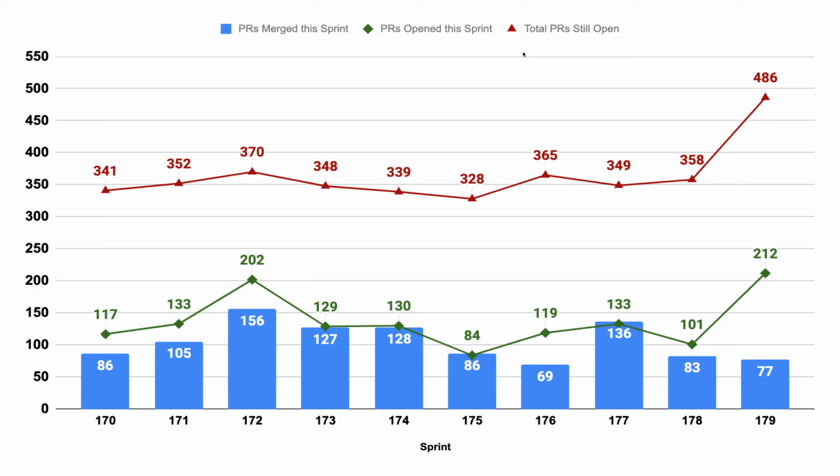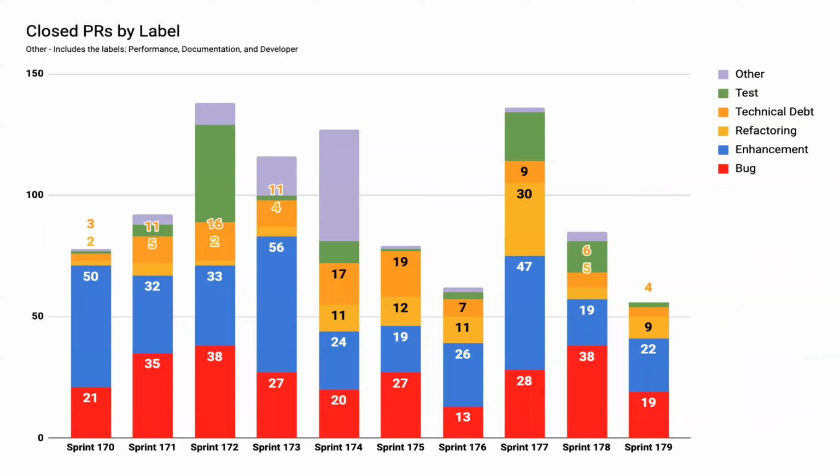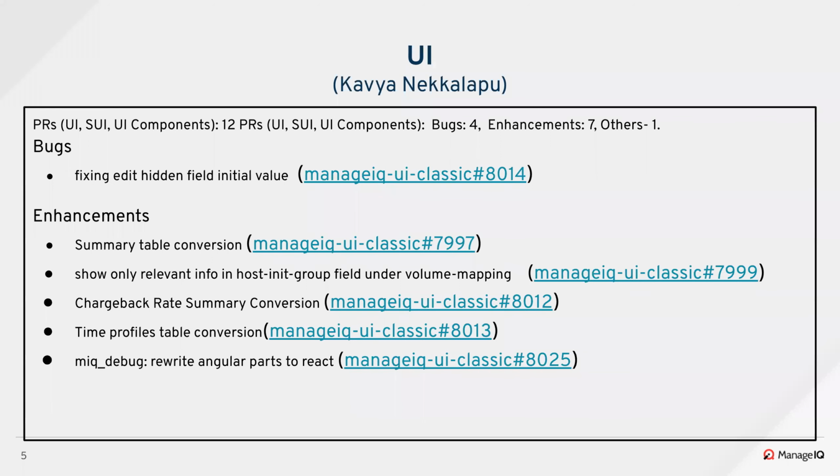In terms of the number of pull requests merged, it was roughly the steady state number from last sprint and sprints 175 and 176. As to the spread of the pull requests, 19 were bugs, 22 were enhancements, as we're moving forward here. And with that, I'd like to pass it over to Kavya to update us on the UI.